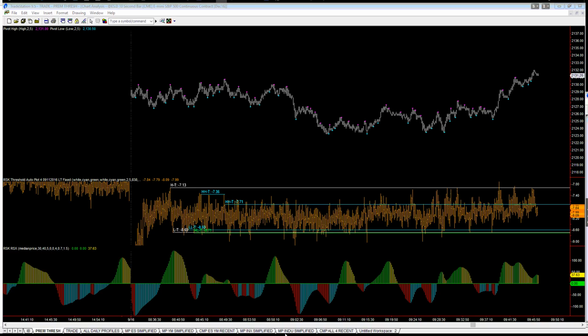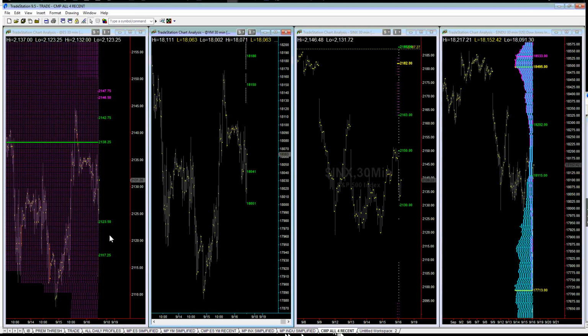Important thing was to have some information to tell you where this market was going to drop to and where it was going to bounce. And there it is, right here, 23.50, right down to 21, 23, 25.